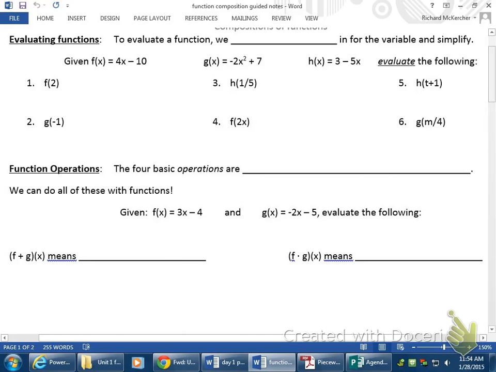Today we're looking at compositions of functions. We're actually going to start with just evaluating functions and then do some function operations. That's really all we'll cover in this lesson. We'll do actual compositions tomorrow.